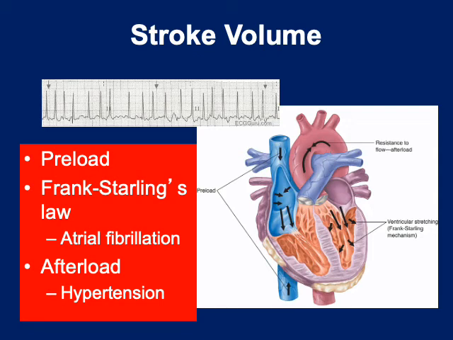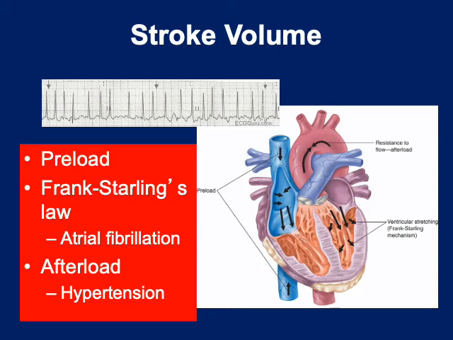And you need to know the definition of preload. Preload is the amount of blood returning back from the lungs that's in the left ventricle just prior to the ventricle contracting. So this is the blood that's come back from the body. It's gone through the right side of the heart, to the lungs, been reoxygenated, and carbon dioxide has been dropped off. It's gone back to the left side of the heart, into the left atria, down into the left ventricle. It's filled up the ventricle, but it hasn't contracted yet.